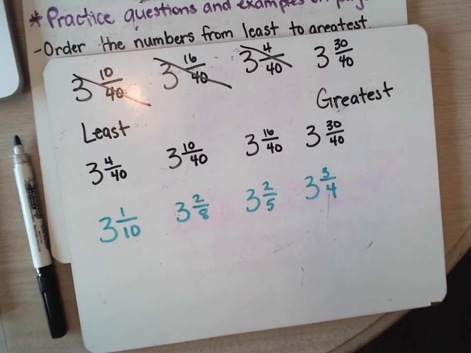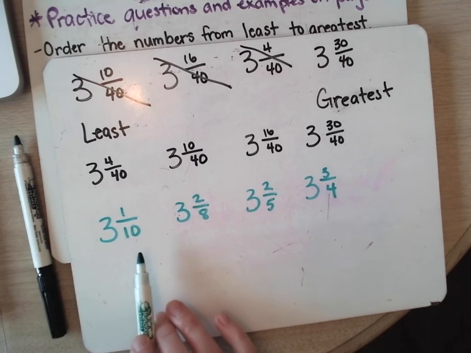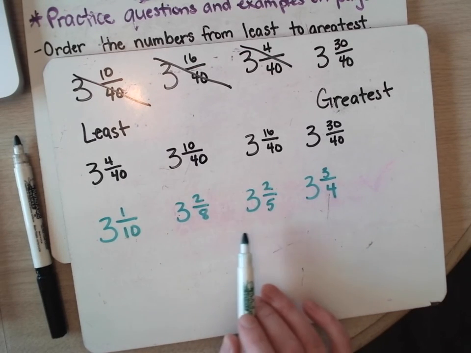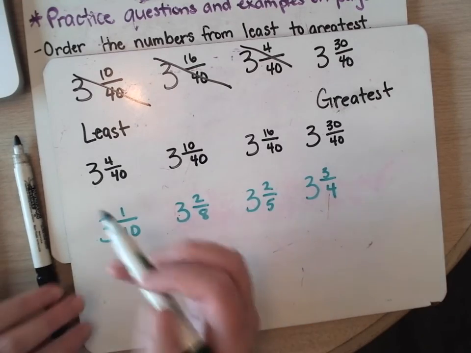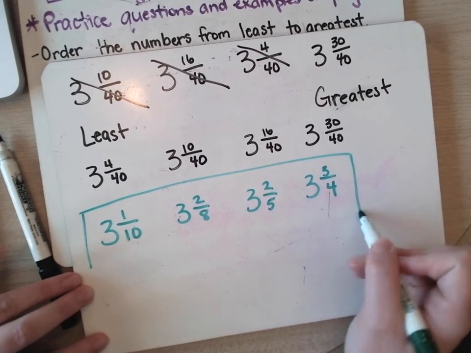So in order from least to greatest, we have 3 and 1/10, 3 and 2/8, 3 and 2/5, 3 and 3/4. And that is our final answer.